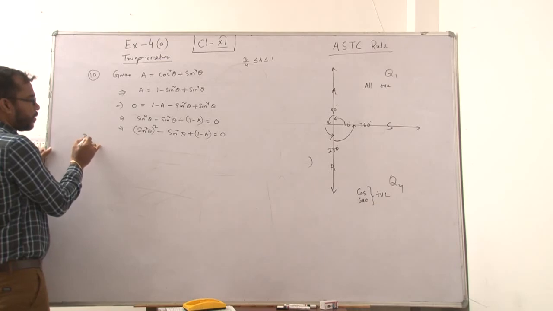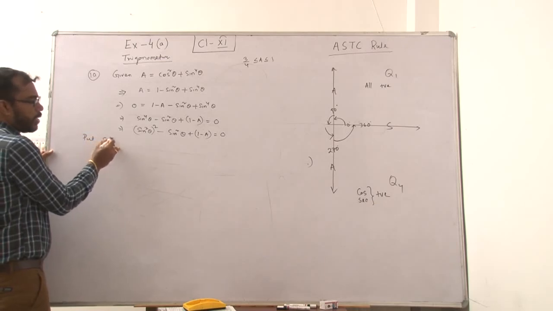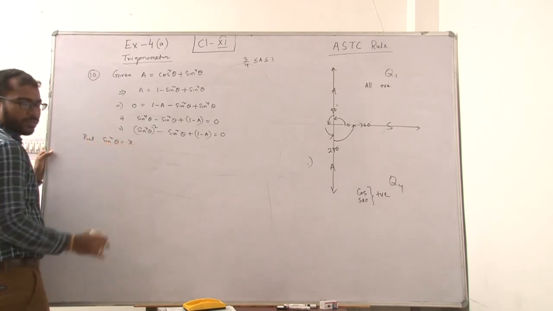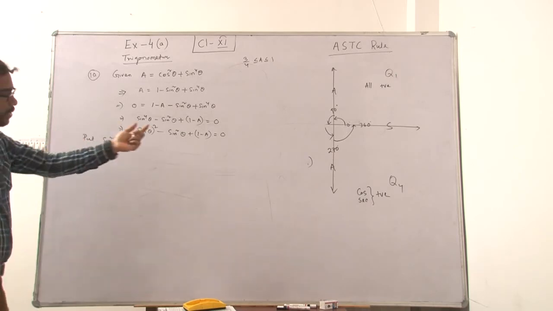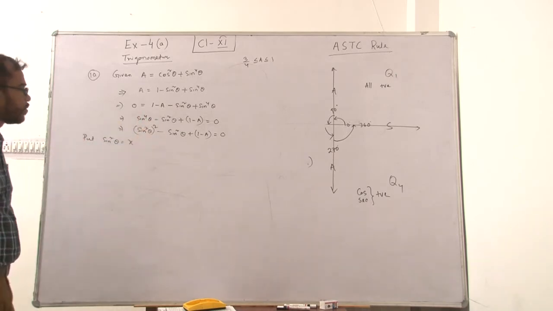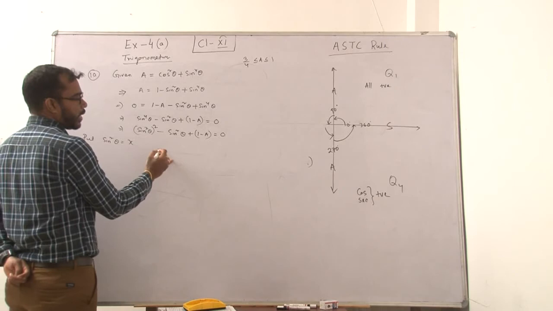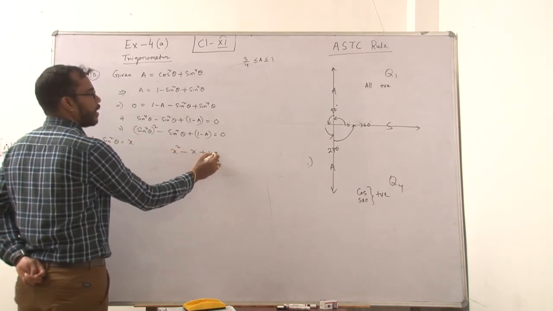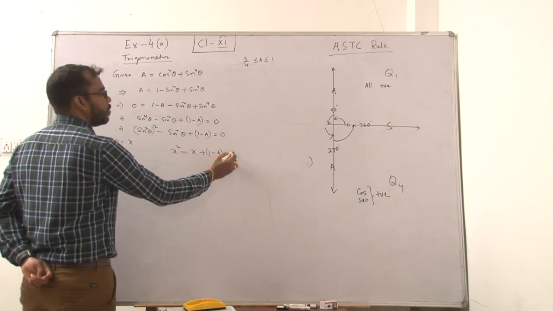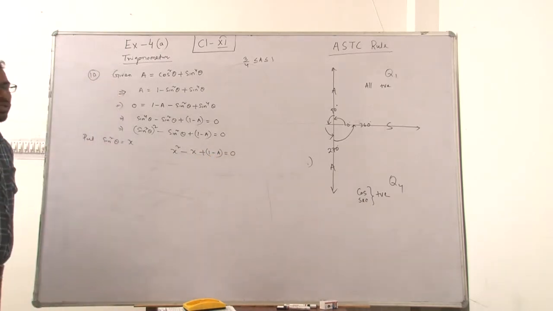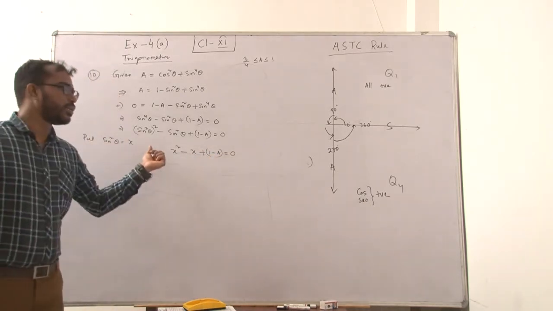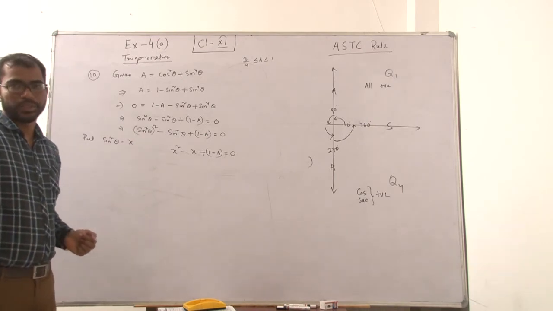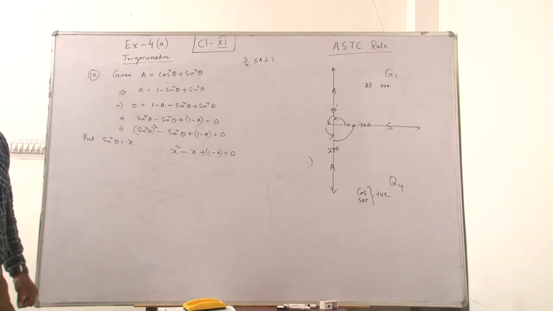If we take sin square theta is equal to x, suppose we take the repeated portion, that is sin square theta is x, then it is converted to x square minus x plus 1 minus a, that is equal to 0. So it converted into a quadratic form. So how to solve a quadratic equation?